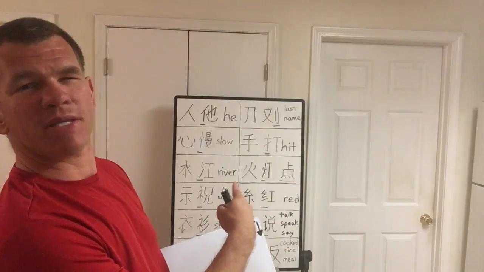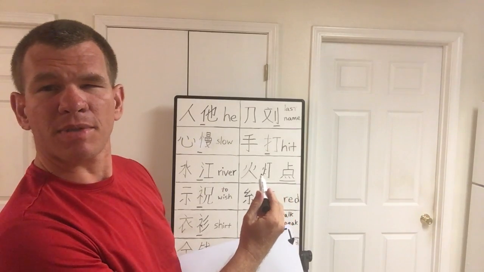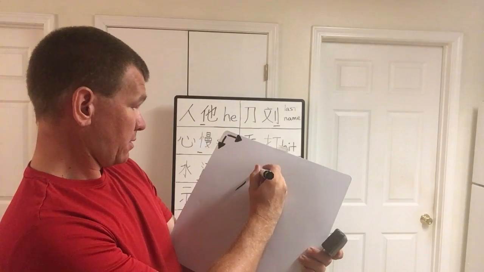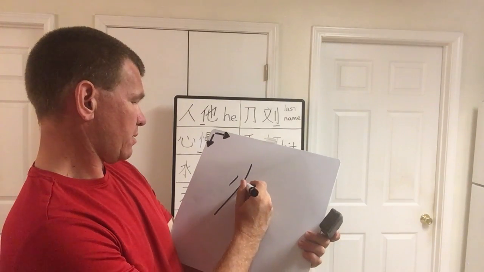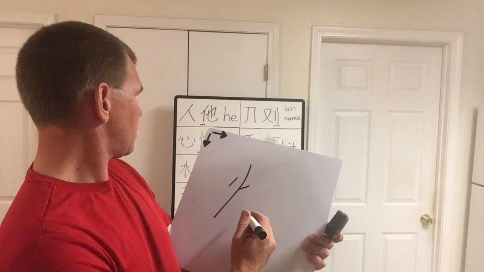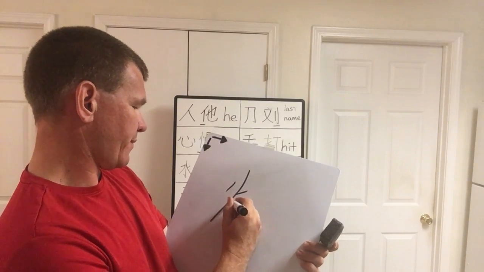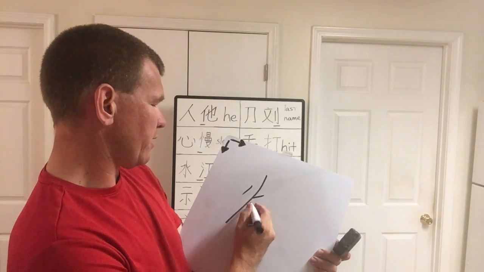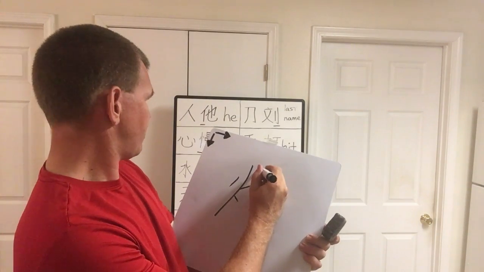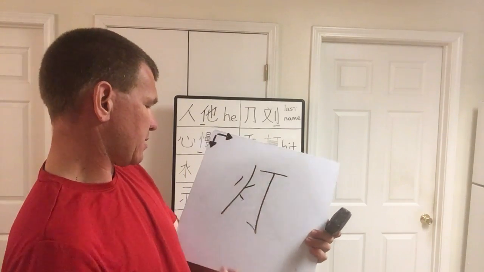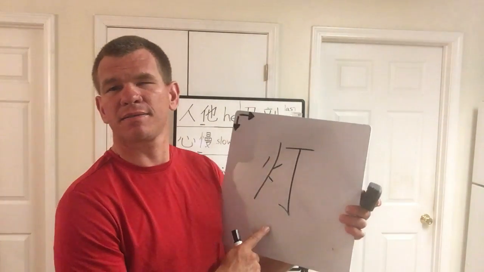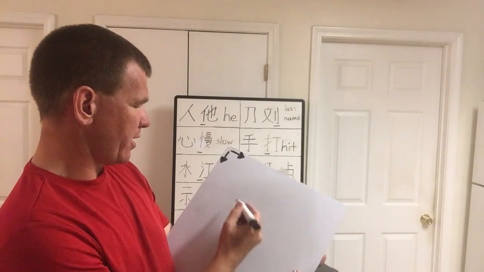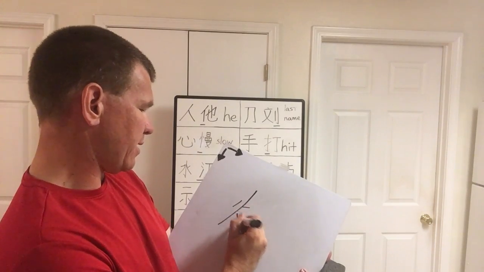Now we're going to do the one in the middle. The one in the middle is light. 1, 2, 3, 4. It's not that long. Okay. 5, 6. This means light. Okay, so, oh, sorry. Let me do that again.